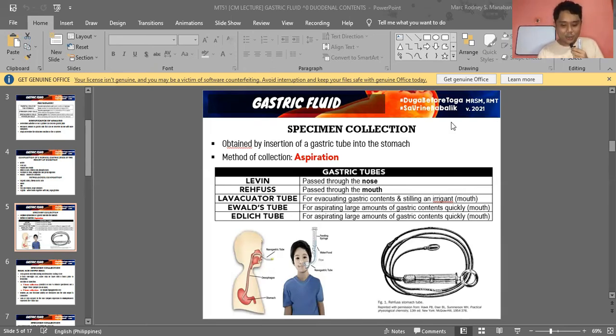Alright, so these are the tubes. So this one is passed through the mouth, and this is the Refus. And this one, the Levin, is passed through the nose. So it's aspiration towards the stomach, so from the stomach. All right.